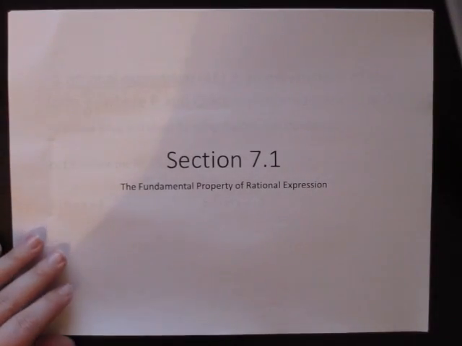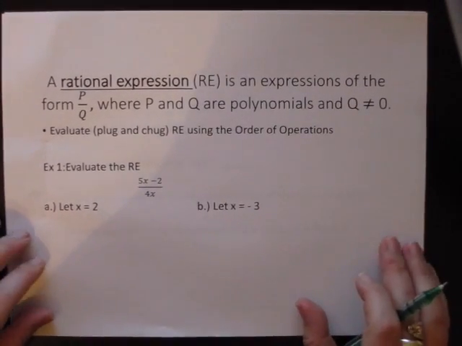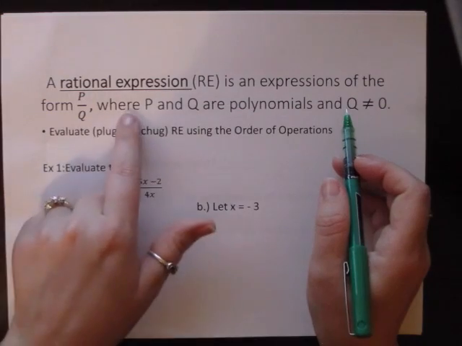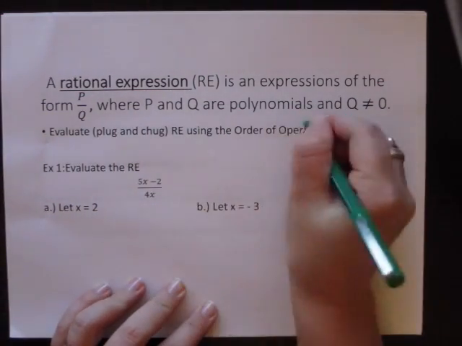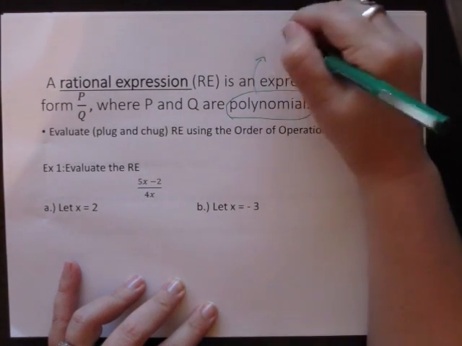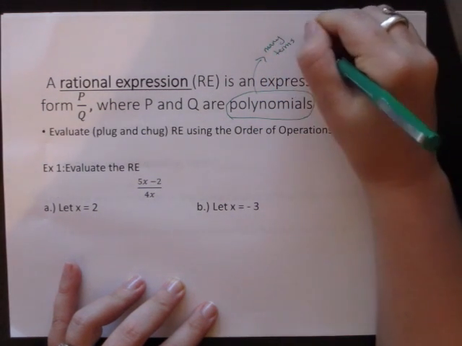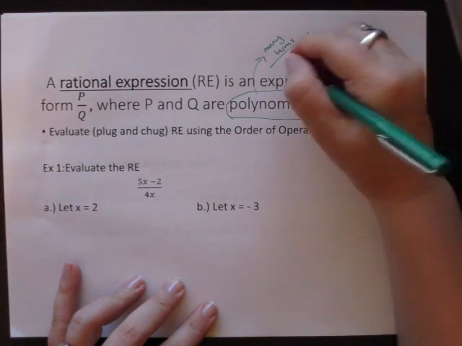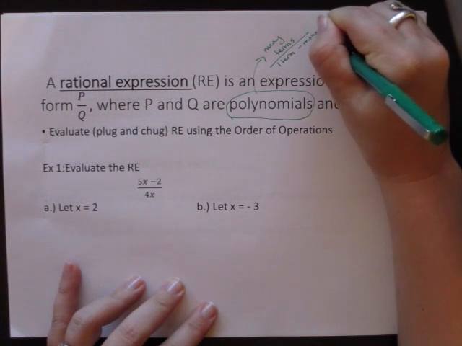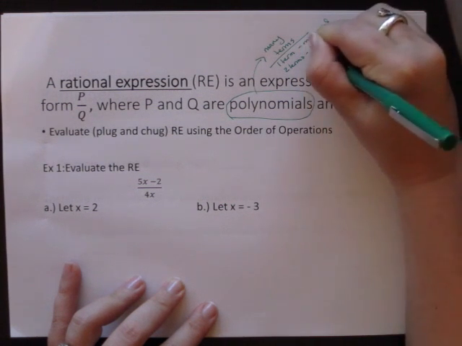All right, so the goal for today is to do 7.1, the fundamental property of rational expressions. A rational expression is an expression of the form p over q, so it's going to be some type of fraction, where p and q are polynomials, and q does not equal 0. First, let's talk about what a polynomial is. Polynomial just means many terms. If you have a polynomial that has one term, we call that a monomial. If we have two terms, we call it a binomial.